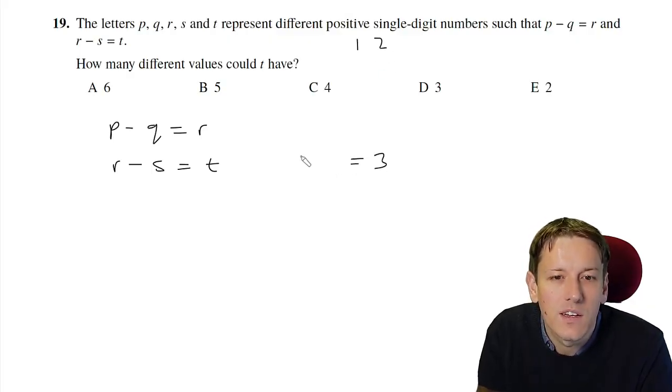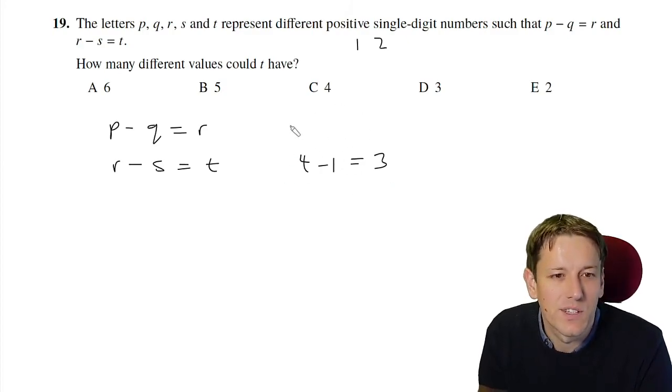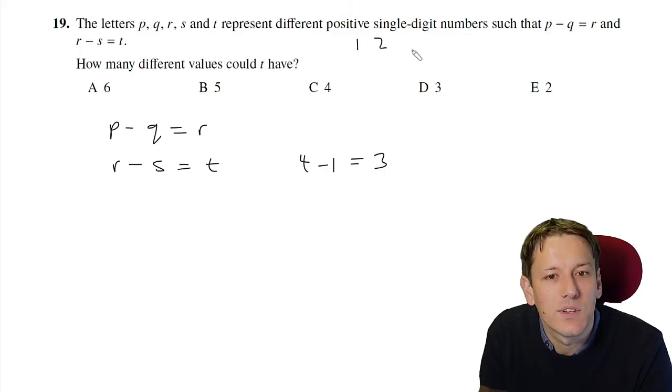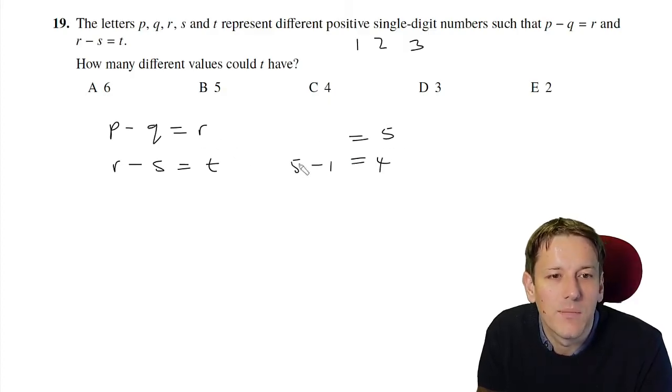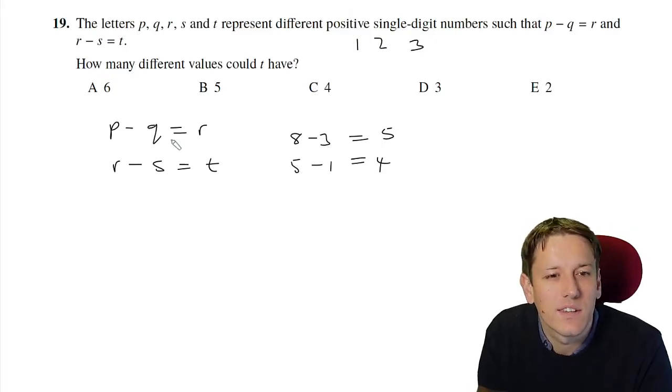For 3, I could do something like 4 minus 1. I'm trying to just choose these as small as possible to give myself plenty of choice for the other equation here. So 4 could be something like 9 minus 5 without repeating anything. So that gives me 3 as a possibility. Here, if I want to make it 4, I could do 5 minus 1 and make R equal to 5. Now, I can't do 9 minus 4 here, but I could do, say, 8 minus 3 and get 5, and they're all different, so we can certainly do 4.